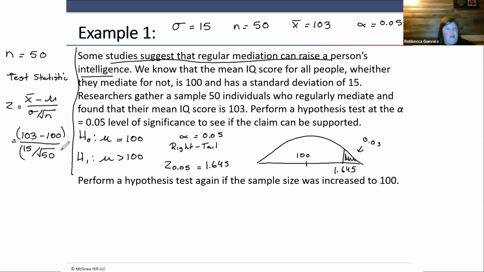So once again, put this all in the calculator. We are going to have 103 minus 100, close parentheses, divided by other parentheses, 15 divided by the square root of 50, close my parentheses, and I get a z-score of 1.414. So where's this z-score? 1.414. It is not in the critical region.